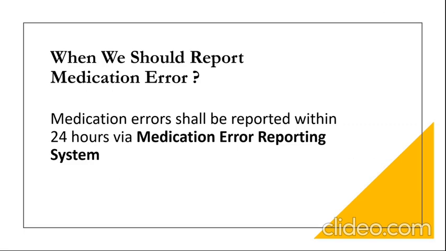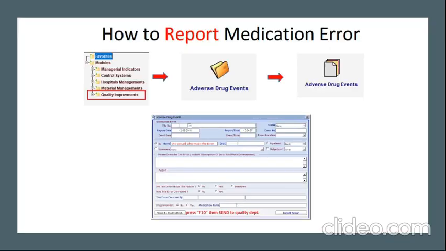When should we report a medication error? A medication error shall be reported within 24 hours via the medication error reporting system. So any error related to medication use shall be reported in the medication error reporting system, not in the incident report. Here is how to report medication errors. You will access quality improvement, adverse drug event, and fill in the required fields.